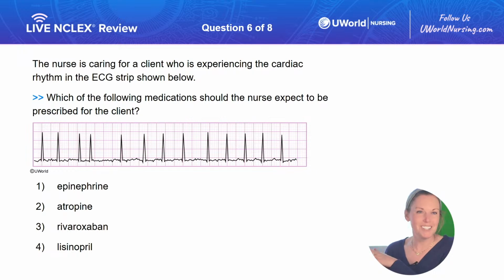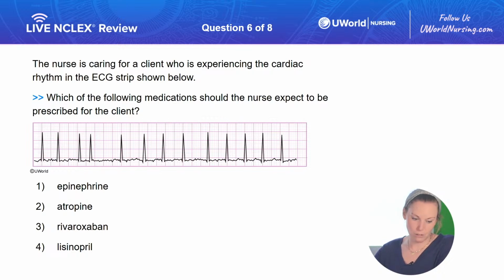We know rivaroxaban is an anticoagulant. If this strip is showing us we maybe have a risk for thrombus, that would be a good answer. And then option 4, lisinopril, this is going to lower our cholesterol. I feel like this is probably in there as a distractor. All right, let's see what y'all think.